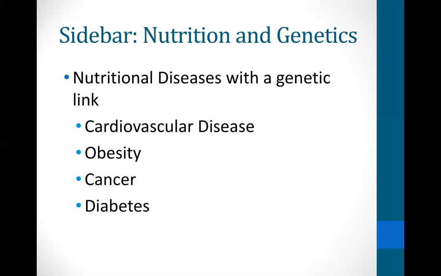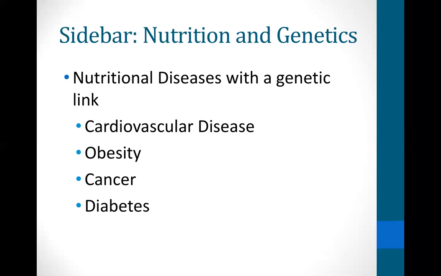Nutrition and genetics. So there are many diseases that have a genetic component. And because of this, nutrition can play a big role. They have seen with cardiovascular disease that about 1 out of every 500 people has a genetic component that puts them at higher risk for a certain amino acid called homocysteine, and this raises their risk for cardiovascular disease. With obesity, if you have an obese parent, you are more likely to be obese. There are actually obesity-related genes. Cancer definitely has a genetic component, and diabetes has a genetic component as well.